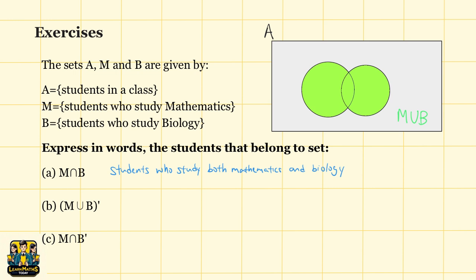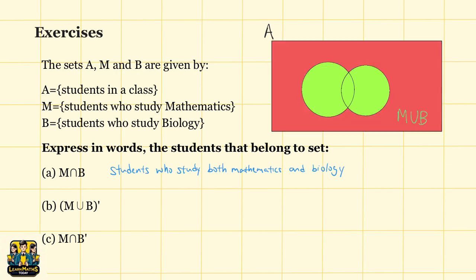Now that we found the union of set M and set B, the complement of this set is simply all the area in the rectangle that is not shaded green. Let's shade this with the color red. You can see that the area in red represents the complement of the union of set M and set B. They are basically referring to students who neither study mathematics nor biology, meaning students who did not study mathematics and they also do not study biology.